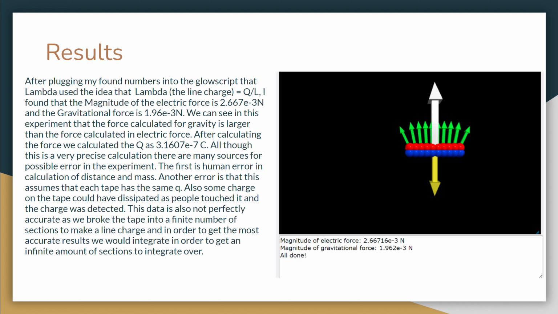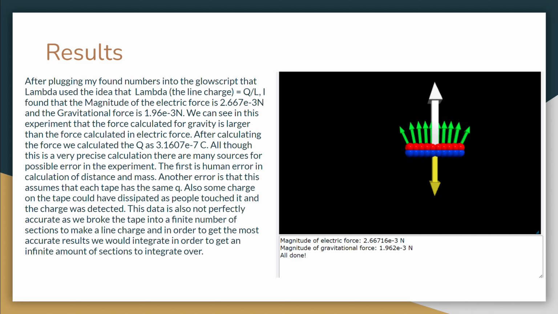After plugging my found numbers into the code, using the idea that lambda, the line charge, equals Q over L, I found that the magnitude of the electric force is 2.667 e to the negative 3 N, and the gravitational force is 1.96 e to the negative 3 N. We can see in this experiment that the force calculated for gravity is larger than the force calculated for electric force. After calculating the force, we calculated Q as 3.1607 e to the negative 7. This was done by using the gravitational force as equal to my electric force.